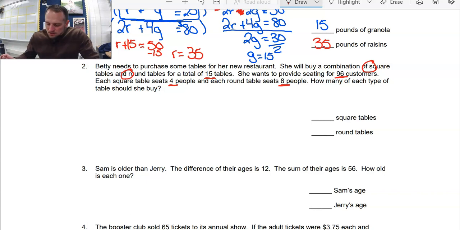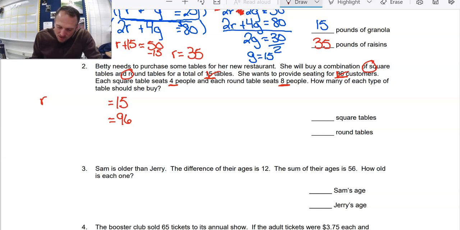Okay, so let's look at this. First of all, we're doing square tables and round tables. I see a total in there. Equals 15. 15 tables is a total. And also 96 is a total, the total number of people. So 15 tables, 96 customers, okay? All right, so I'm pretty certain that somehow we're going to need R plus S. Actually, maybe I'm going to switch that around, S plus R.